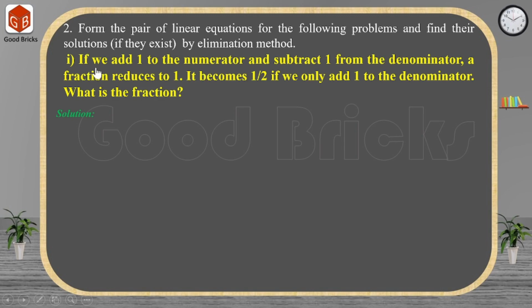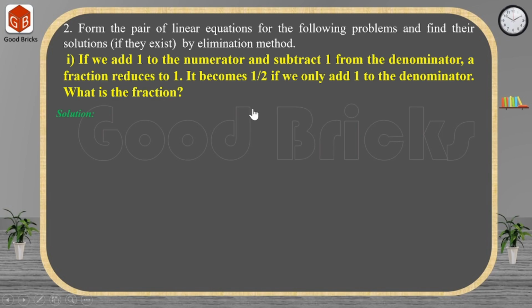What is that? If we add 1 to the numerator and subtract 1 from the denominator, a fraction reduces to 1. It becomes 1 by 2 if only we add 1 to the denominator. Then what is the fraction? That is what they are asking.